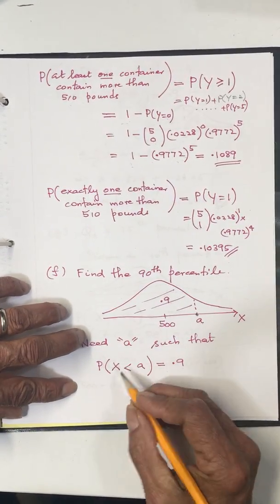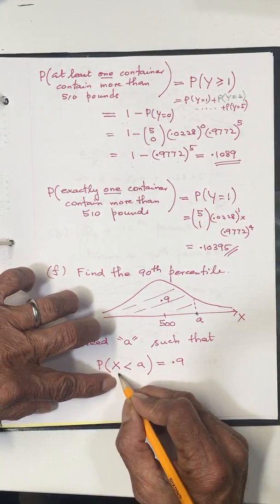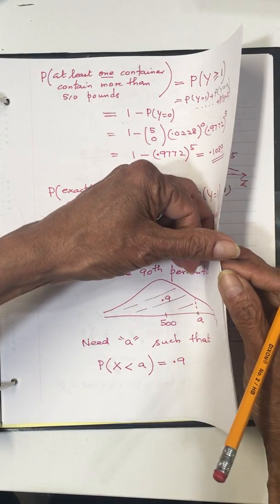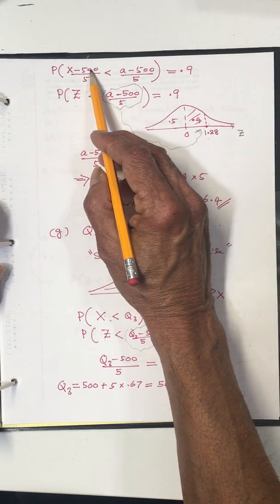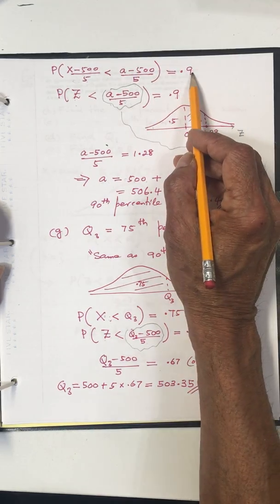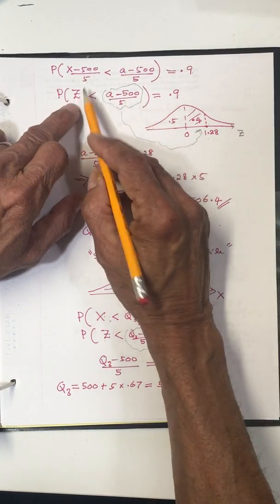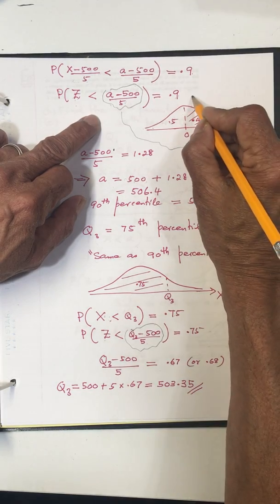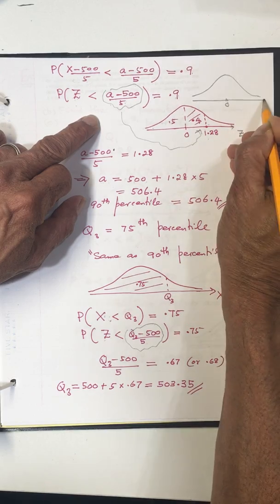Now what you do next, you convert this into z, so x minus mu divided by sigma. You need to convert that x into the z random variable. So that's what I'm doing next: x minus mu divided by sigma, A minus mu divided by sigma, this is 0.9. The other side, this value now will turn into z. So on the z curve, here is my z curve centered around 0.